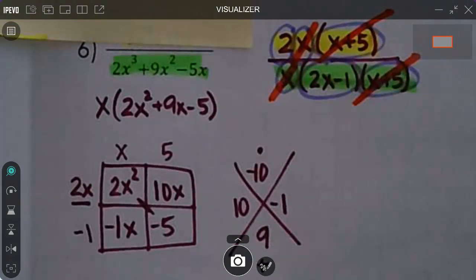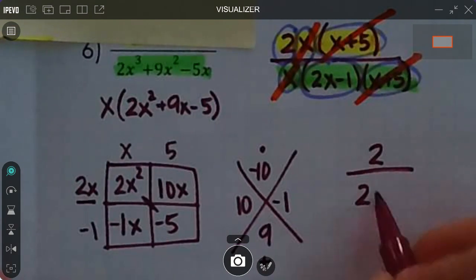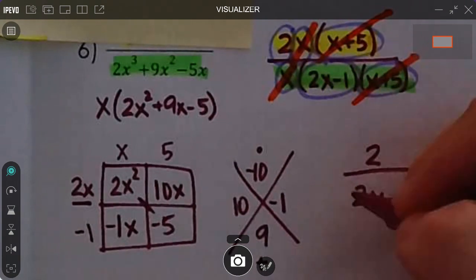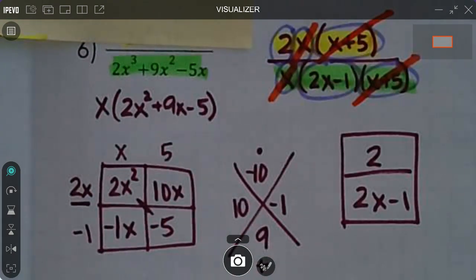So what is it? What do y'all think? Is that what's left? Yeah. There you go. Okay, so if you can factor, you can do this stuff.